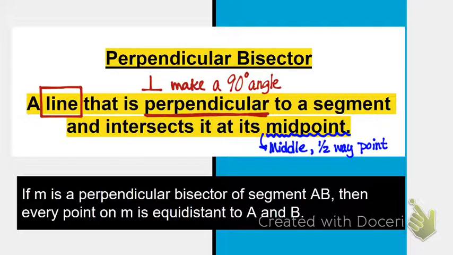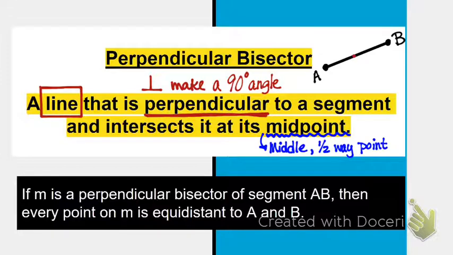If M is a perpendicular bisector, so M is a line that is a perpendicular bisector of segment AB, then every point on line M is equidistant to A and B. Let me draw a quick picture of what this is saying. So if I have my line here, I've got A on one side and B on the other side. Perpendicular bisector is going to go right through the halfway point, and it's going to form a right angle.